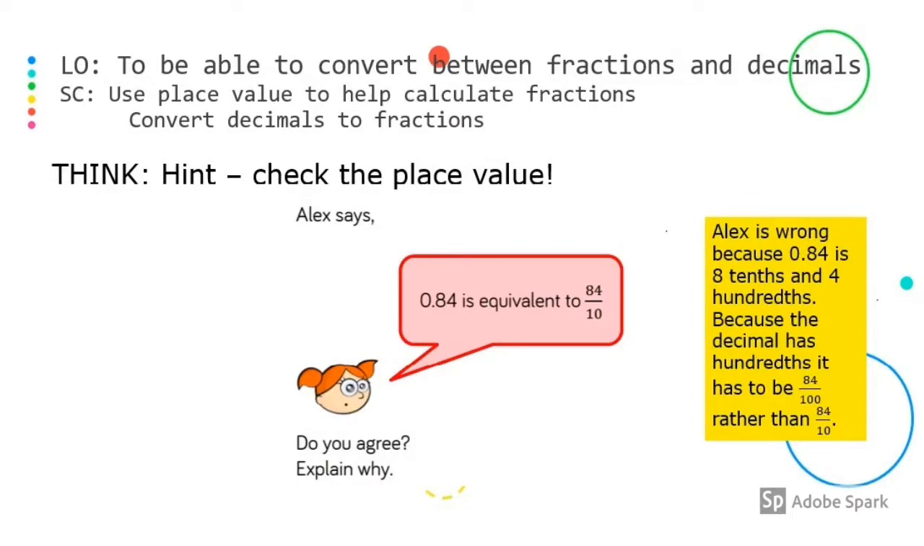We know that Alex has to be wrong because 0.84 has the value of 8 tenths and 4 hundredths. Because the decimal has hundredths, it has to be 84 over 100 or 84 hundredths rather than 84 tenths. We've been able to work this out because we've used our place value in 0.84.